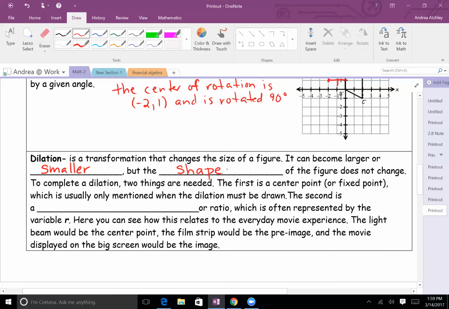To complete a dilation, two things are needed. The first is a center point or a fixed point, which is usually only mentioned when the dilation must be drawn. So you won't talk about it unless you're actually drawing it yourself, and you'll see that in the homework. The second is a scale factor, or ratio, which is often represented by the variable r.